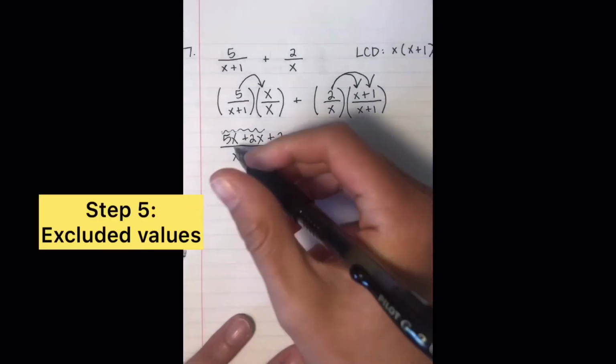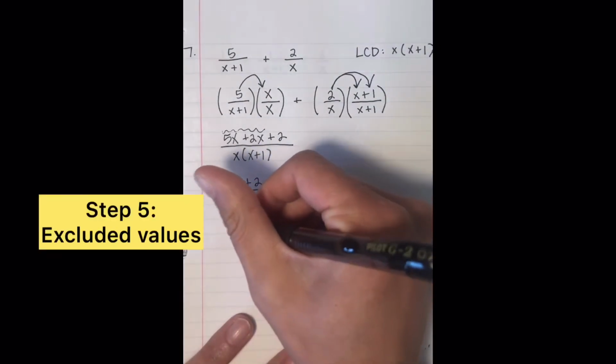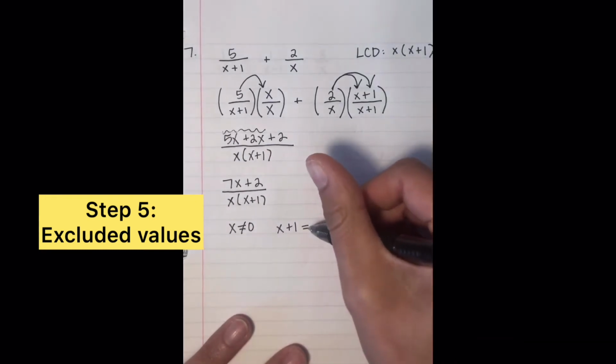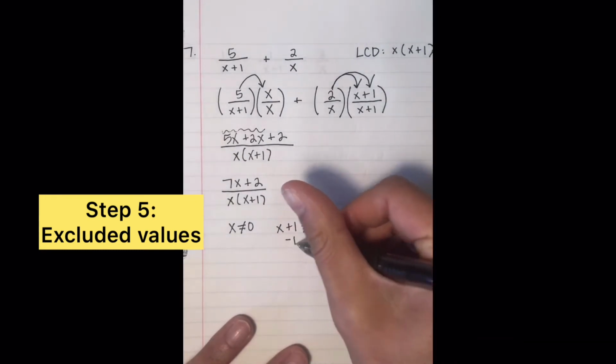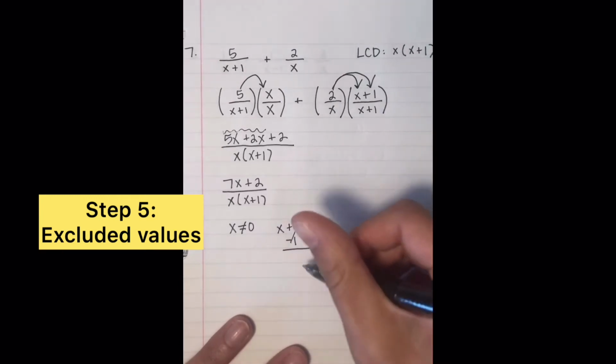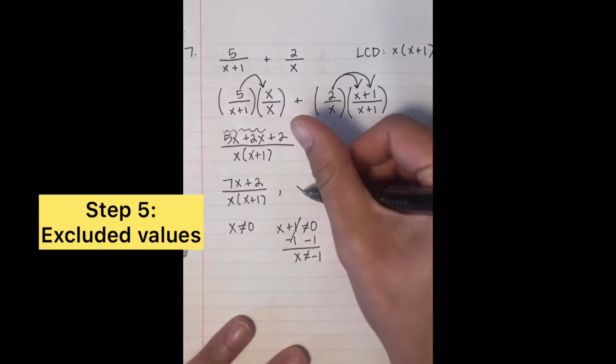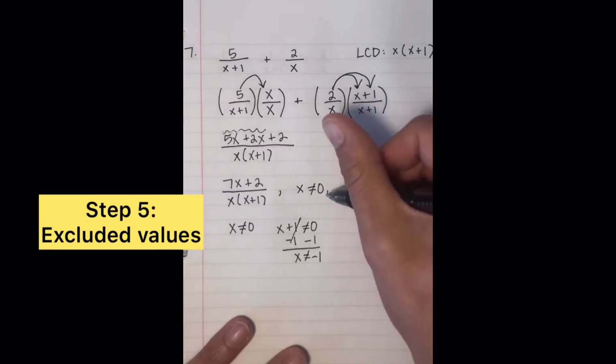We just have to talk about excluded values. So from here, x can't be 0, x plus 1 can't be 0. On this one I need to solve, and I get x can't be negative 1. So this is my answer as long as x is not 0 or negative 1.